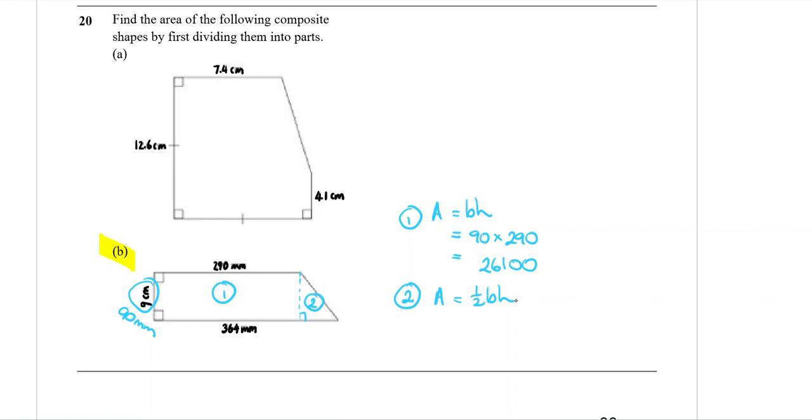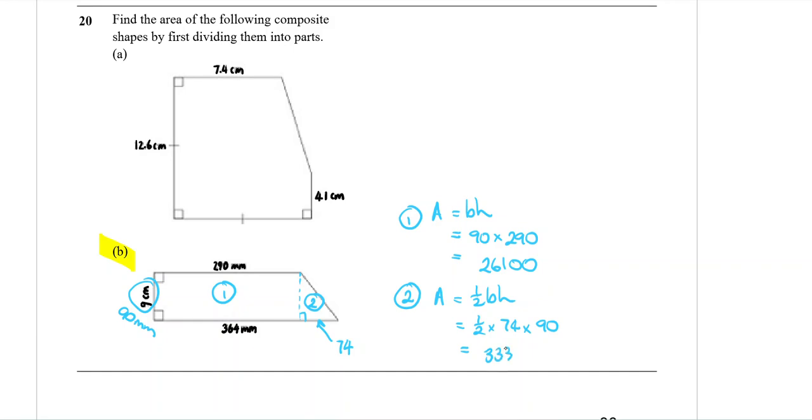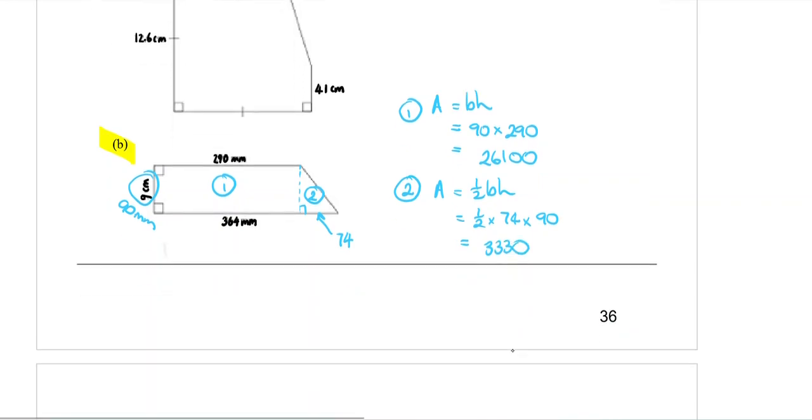What does that equal? Good. So that little part there is 74. And then we can multiply. We have half times 74 times the 90 height, which is 3,330. A lot of threes in that.